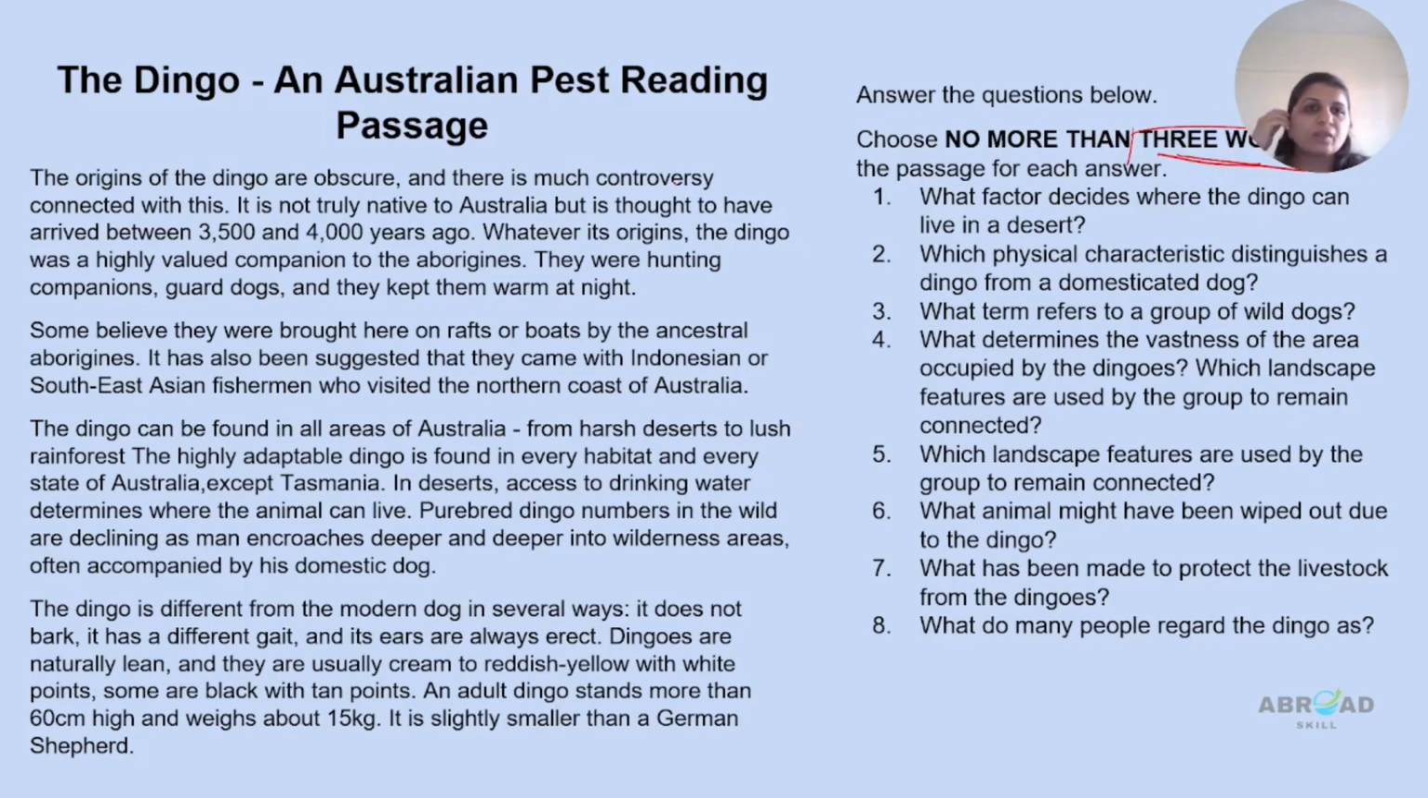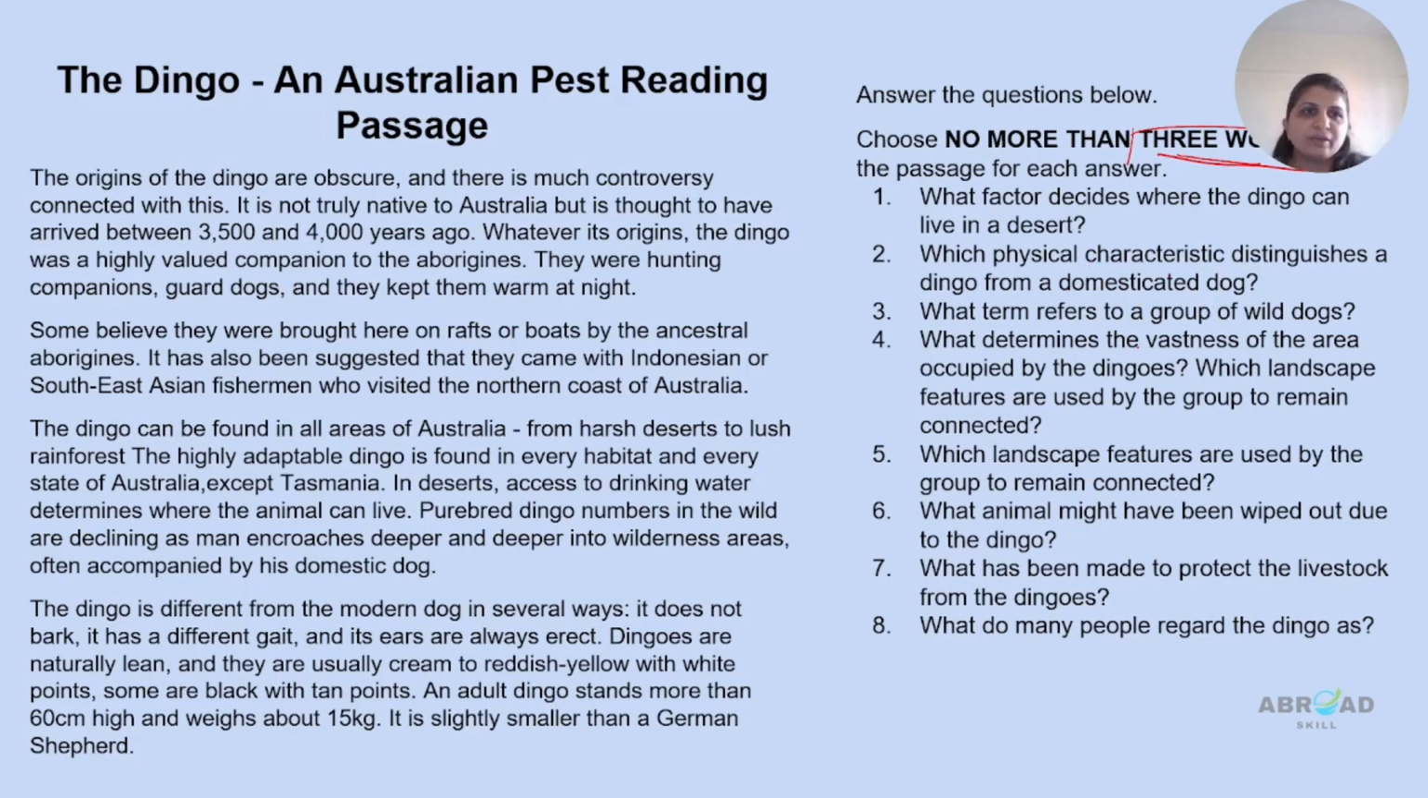Now, these are the questions. In this passage we have 8 questions which we need to answer. So let's begin. The title of the passage is The Dingo, an Australian Pest. That is the reading passage. Alright. So the first question is, what factor decides where the dingo can live in a desert?